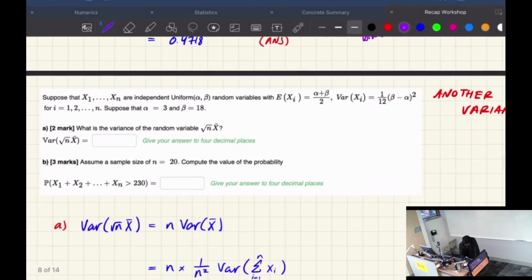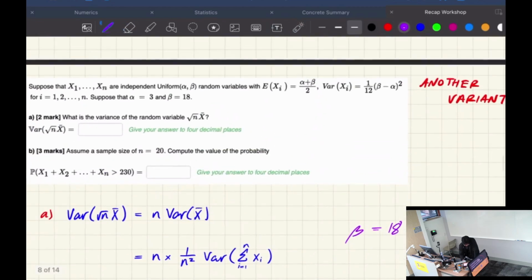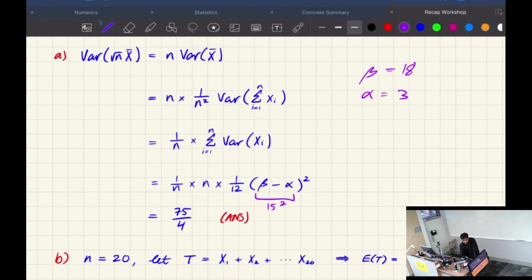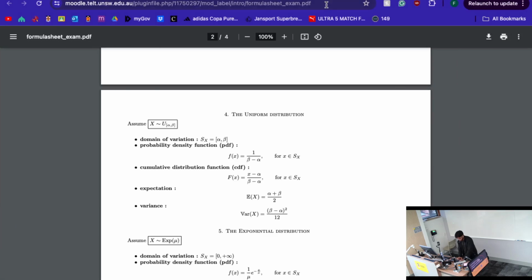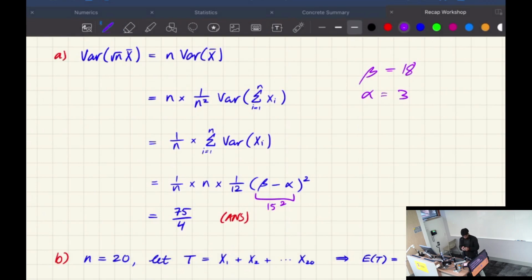So, to find the variance, it's the same steps essentially, except the variance changes. Before, the variance over here was mu squared, right? But in this case, it's 1 over 12 beta minus alpha all squared. Cool? So they've given us that beta is equal to 18, and alpha is equal to 3. So in here, we get 15 squared, right? And you sub into your calculator, you get 1 over 12 times 15 squared, 75 over 4. Okay?